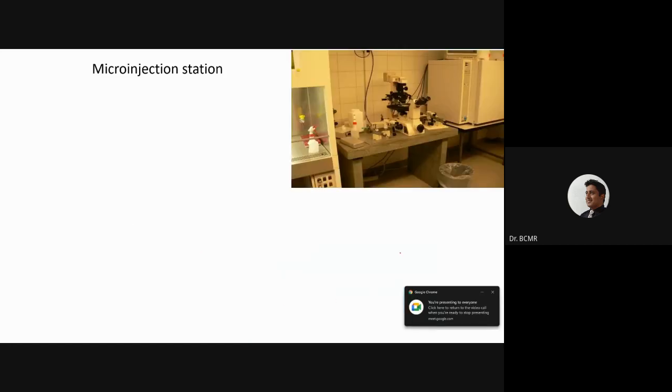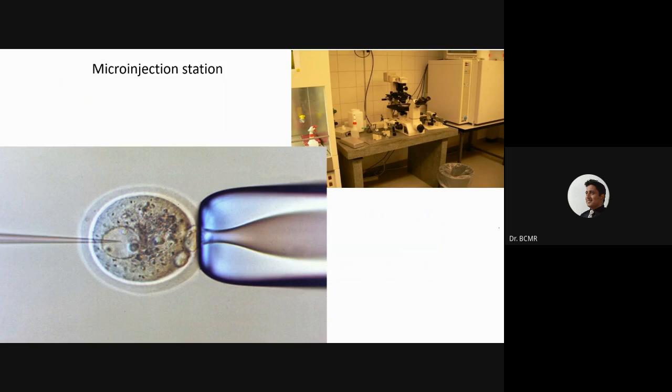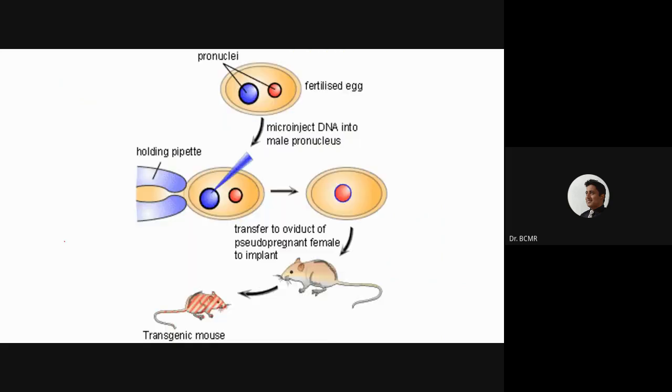And then this is how the zygote would look like. And here is the zona pellucida. This is a fine needle through which they are delivering the DNA. This is the suction pipette, which will hold on to the zona pellucida or the egg, and thus it will prevent movement. It will hold it in position so that it can be pierced by this needle.